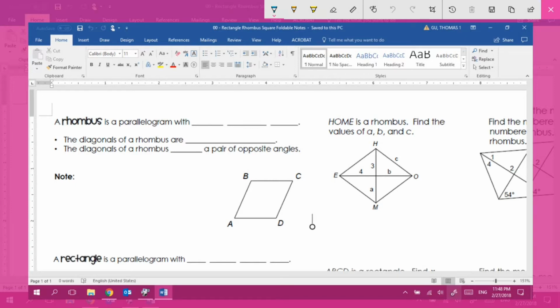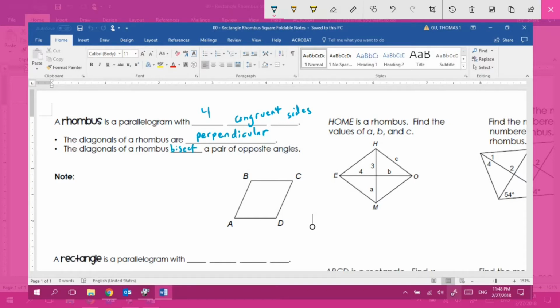A rhombus is a parallelogram. It's also a parallelogram with 4 congruent sides. And the diagonals of a rhombus are perpendicular. That means they intersect at a 90-degree angle. And the diagonals of a rhombus bisect a pair of opposite angles.